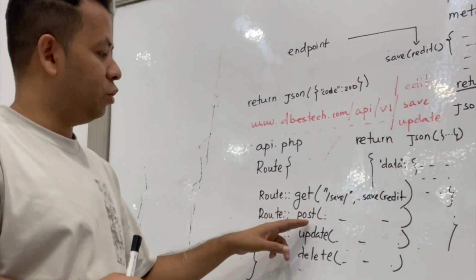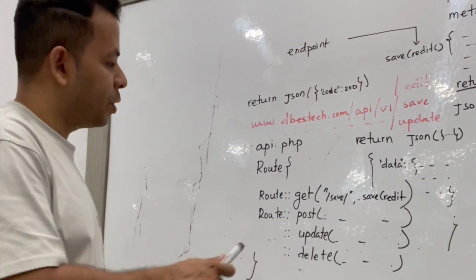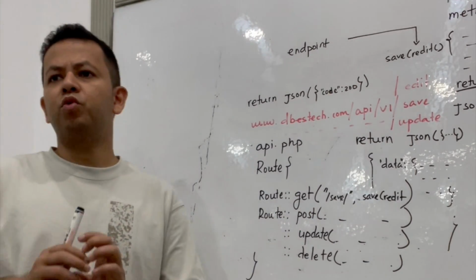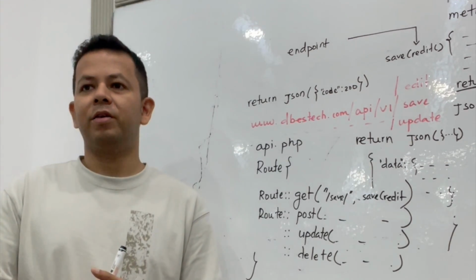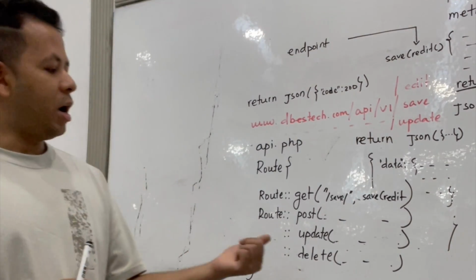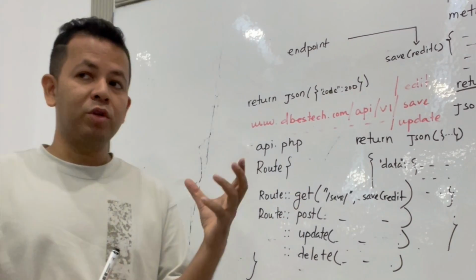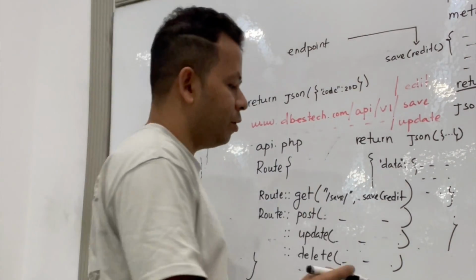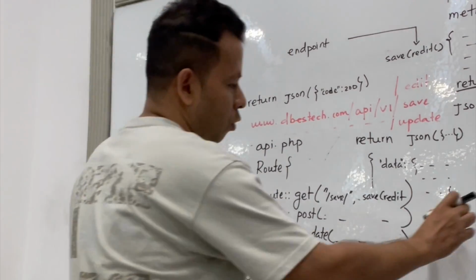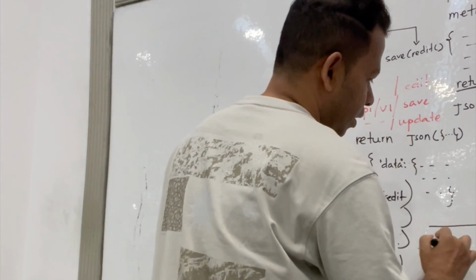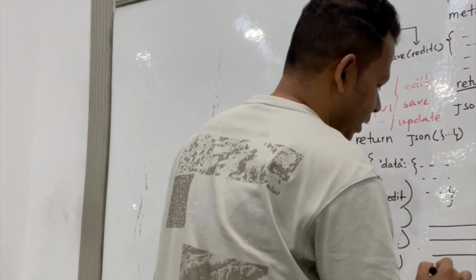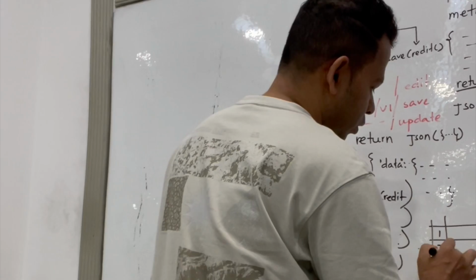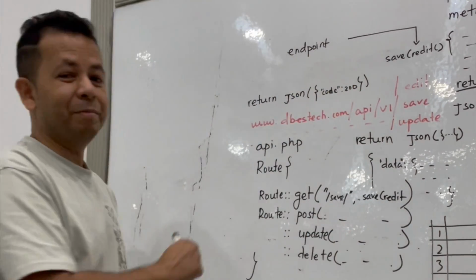When you have post, it means I just want to save data. When update, that means I want to update a row in the database. Remember, earlier we have seen rows like this. In the database, it may look like this, right? So I want to update one of the rows, then you use update, all right?